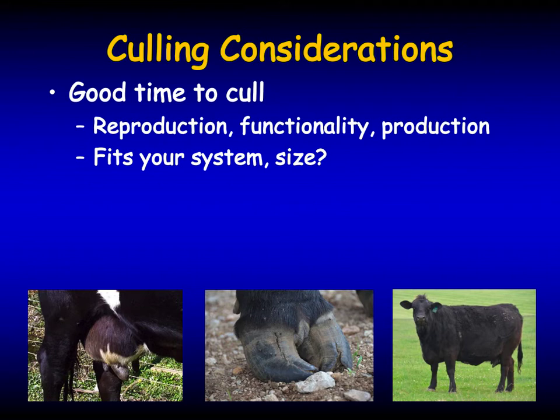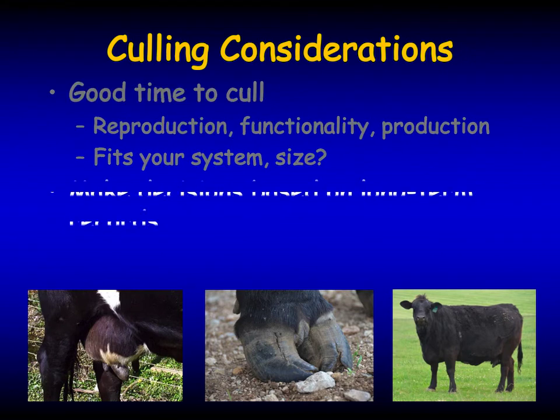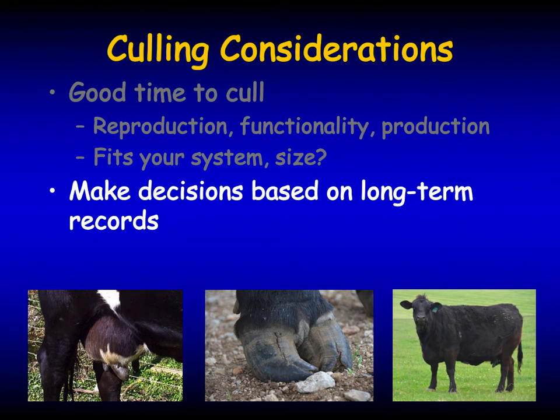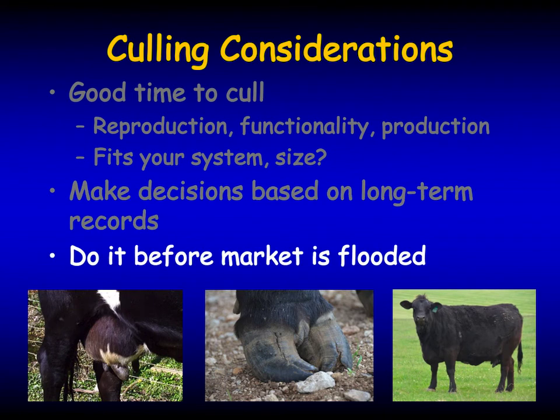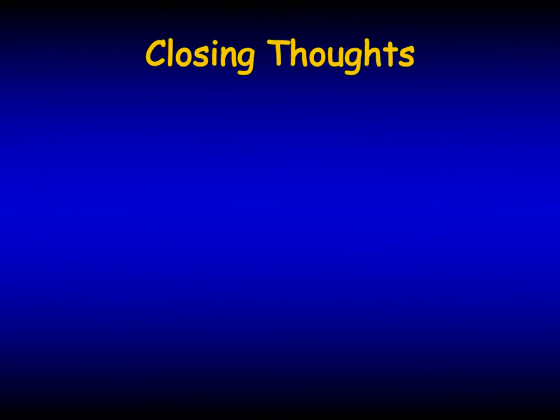Maybe it doesn't fit your system. Maybe you've got a cow that's 1,700 pounds. She probably just needs to go away, and a drought would be a good time to get rid of her and get a cow that kind of fits your system a little bit better. Make decisions on long-term records, and if you're going to use this, don't wait until everybody's selling their cows, right? That's the worst time to sell anything. We should be buying stuff when everybody's selling cows, right? Do it before the market gets flooded.